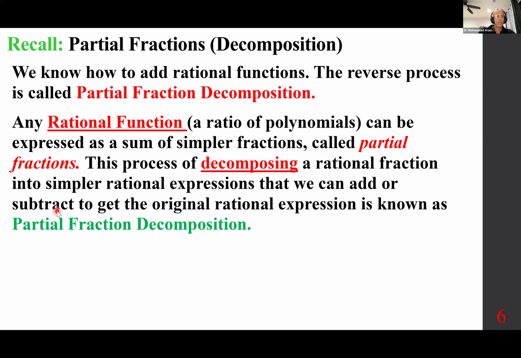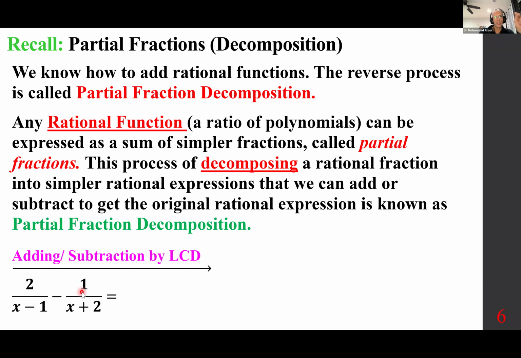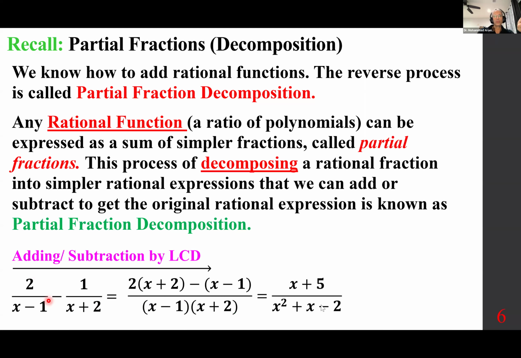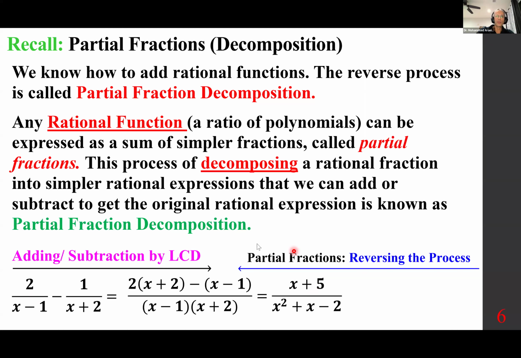In other words, if you look at these two, by the way, subtraction is a form of addition. You take the common denominator, the LCD, the least common denominator, which is x minus 1 times x plus 2. So 2 times x plus 2 minus 1 times x minus 1, and you put them together. The combination is x plus 5 over x squared plus x minus 2. So we know how to go from left to right. Reversing the process, if we have this one and we want to get these two simpler fractions, it's known as partial fractions.